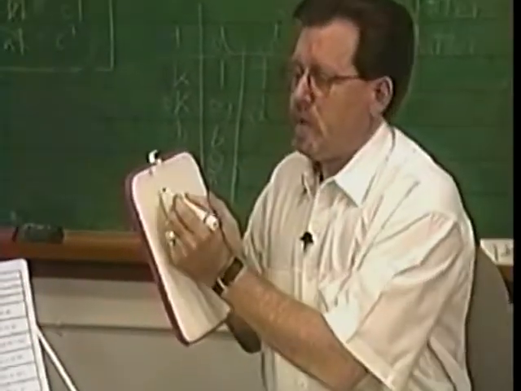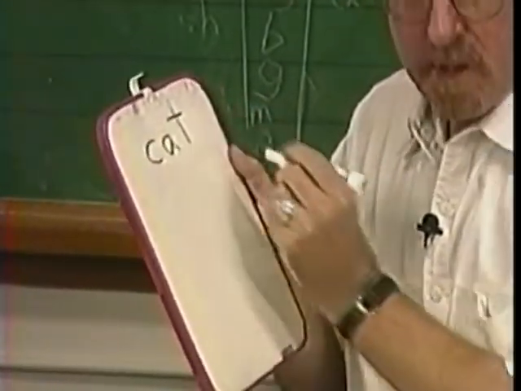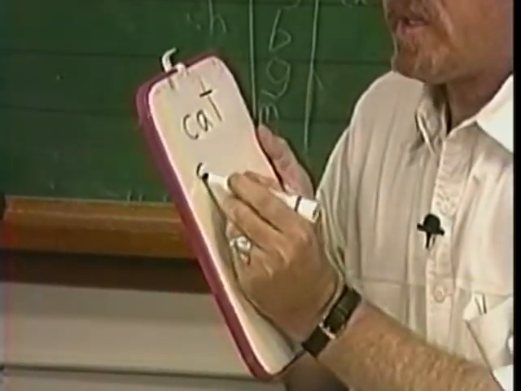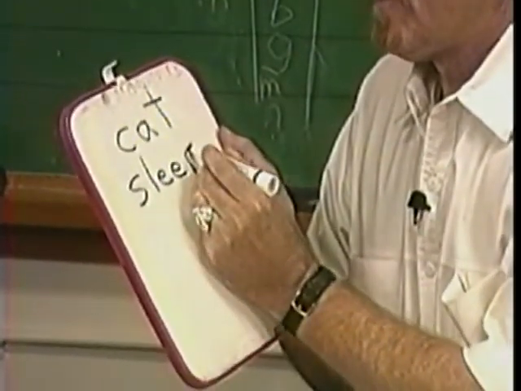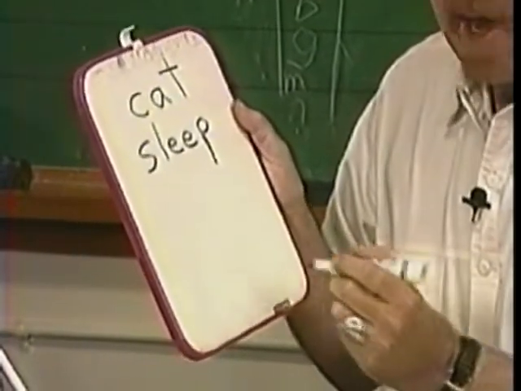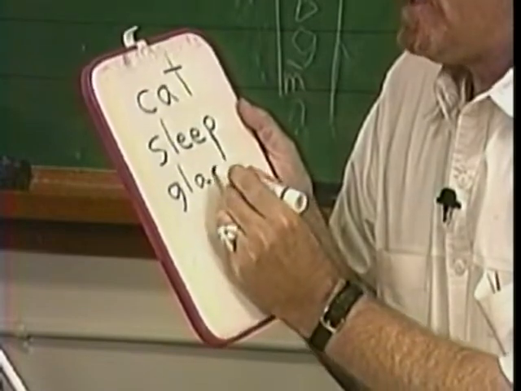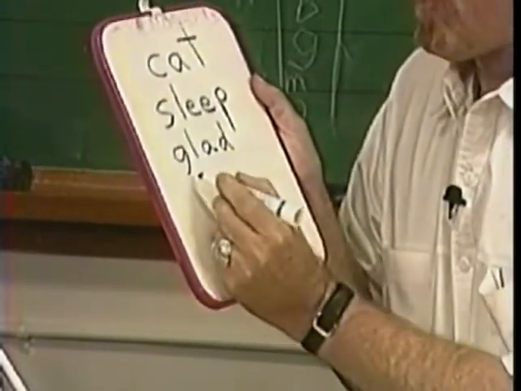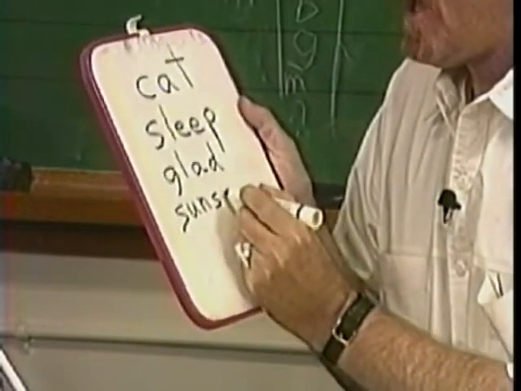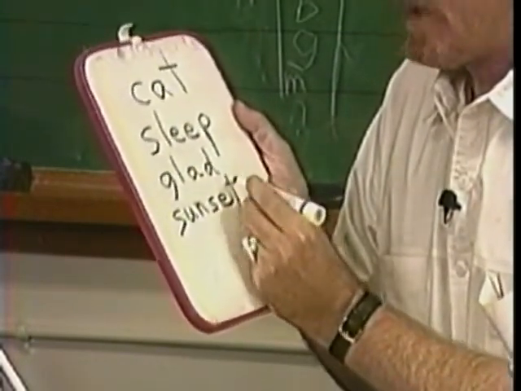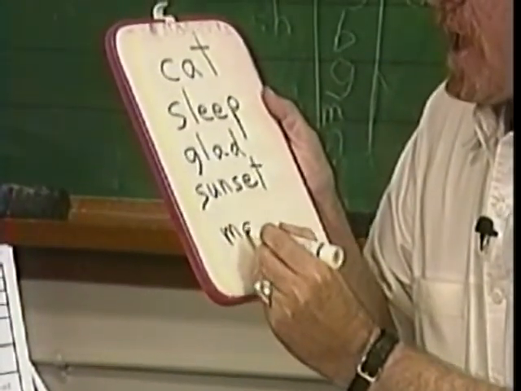So the word cat would be k, a, t. The word sleep would be s, l, e, p. Okay? The word glad would be g, l, a, d. The word sunset would be s, u, n, s, e, t. The word mad would be m, a, d.